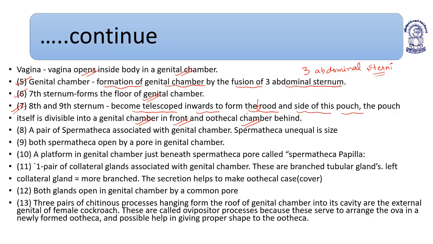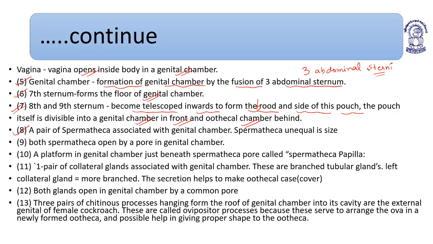So the three abdominal segments fuse to form the genital chamber. The seventh sternum forms the floor of the genital chamber. The eighth and ninth sterna are telescoped inwards to form the roof and the side of this pouch. The pouch itself is divided into the front genital chamber, and at the back, the oothecal chamber.